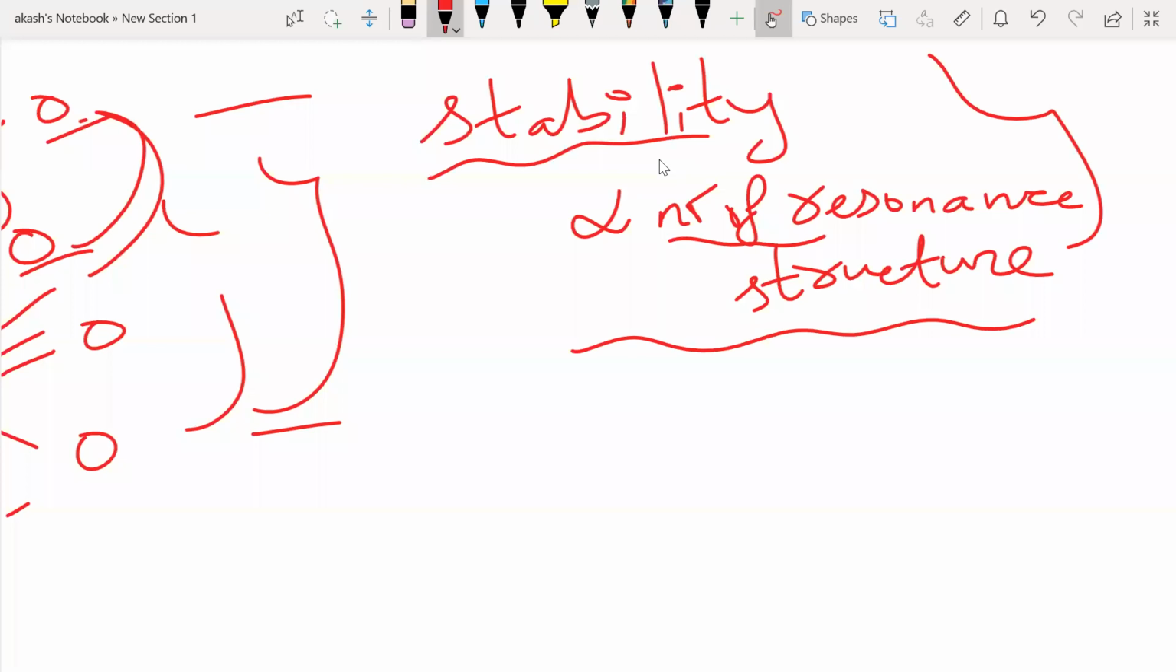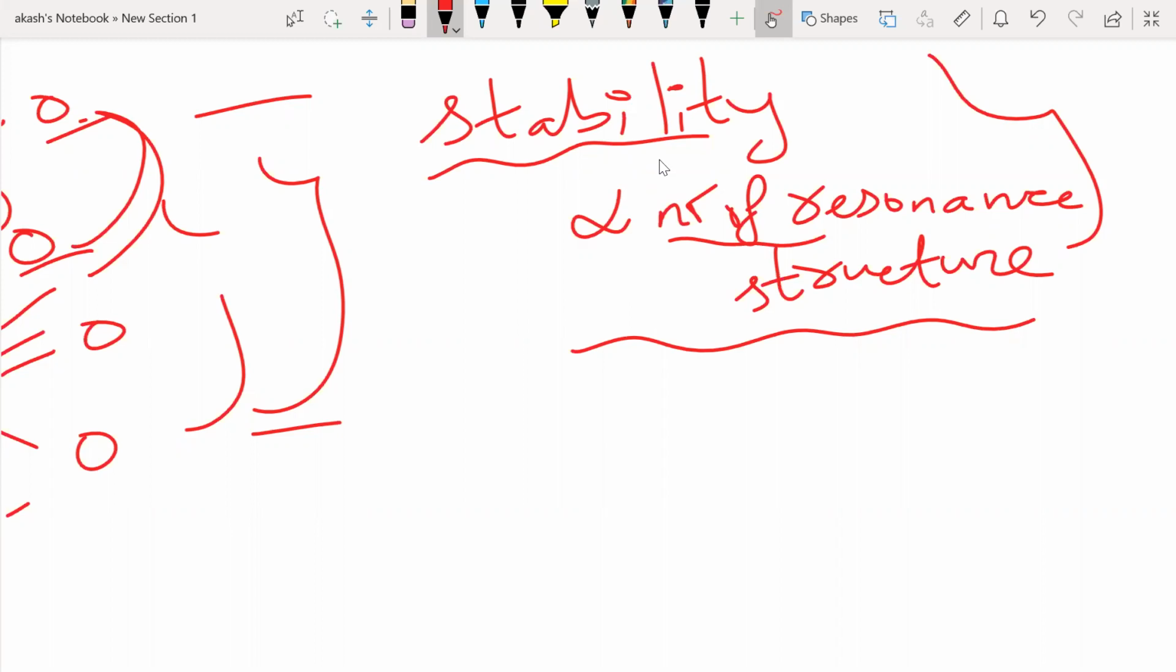Stability is directly proportional to the number of resonance structures that a particular species can have. It need not always be a molecule, it can even be an ion. It can be a positive charge, negative charge, or a neutral compound. But how do you decide stability? If I give you 2 organic species, or sometimes even inorganic species, how do you compare their stabilities? If both of them give resonance, the one which has more resonance structures is going to be more stable.